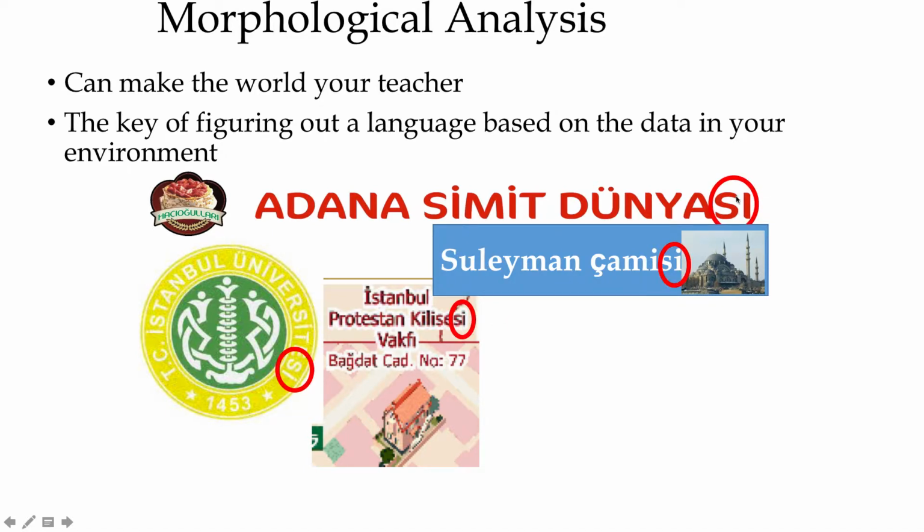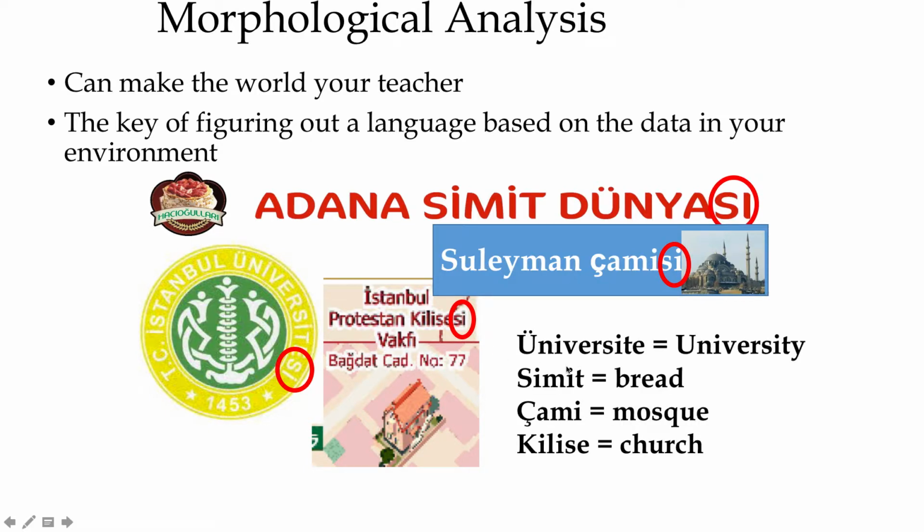And so this kind of s or si ending I see attached to a lot of words. I know that simit is bread. I know that üniversite is university. I know that cami is mosque. This is the same in Arabic or any of the other Muslim countries. That word cami has something to do with mosque. Kilise, from ecclesia, the Greek word, is the word for church. And so I see they're adding this s or si ending to the end.